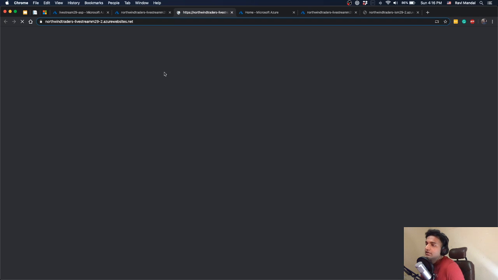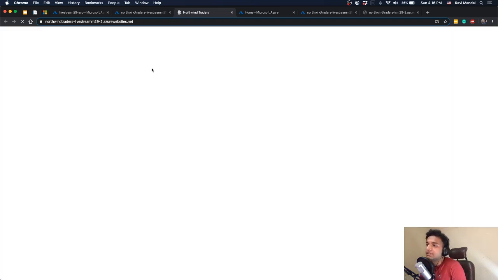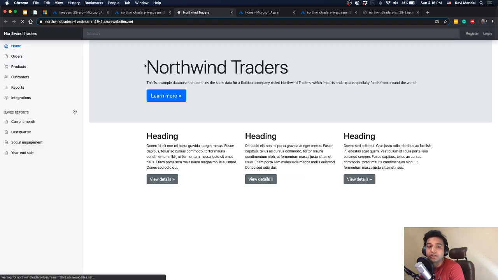So this is an application hosted in Azure. It's built on .NET Core 3.1, and the UI is on Angular. I just got this code from GitHub and hosted it on my own. There are some login scenarios and some registration scenarios, a very typical application.